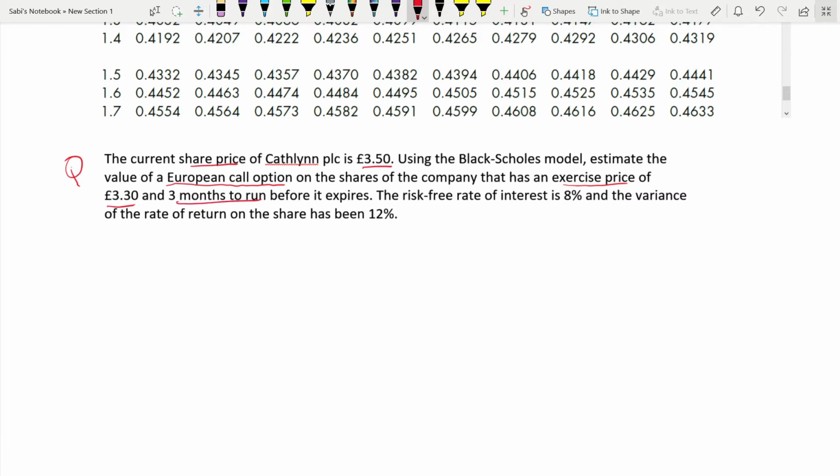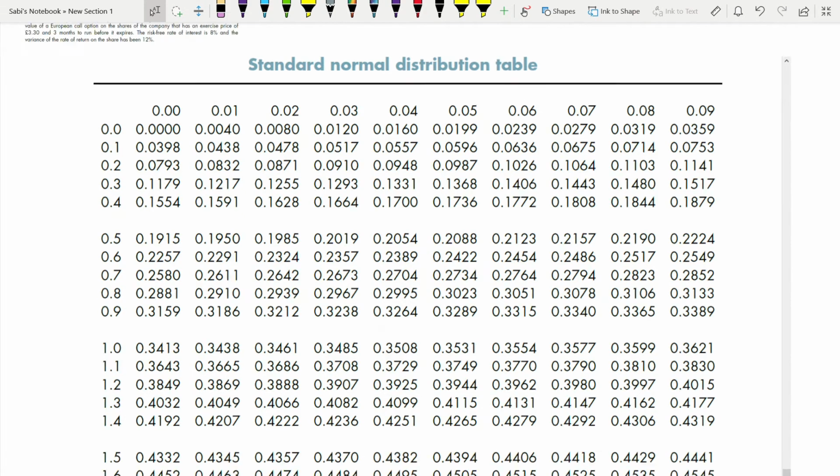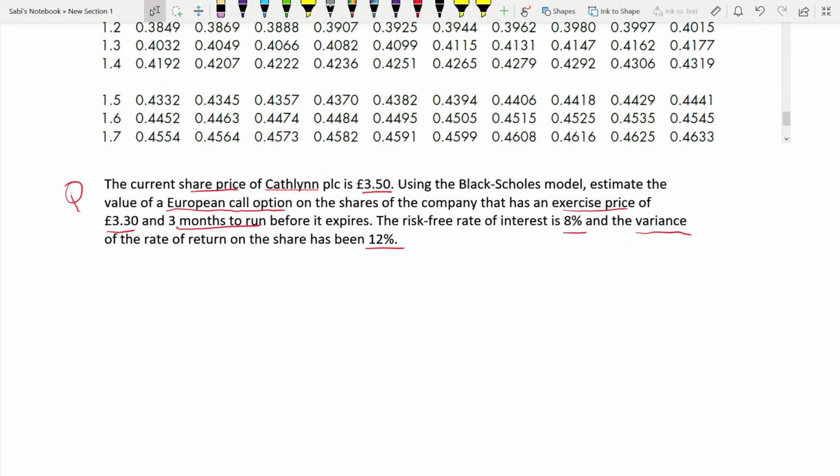So the time, share price, and exercise price are given. Now we need 2 more variables. We need 5 variables to answer the Black-Scholes option pricing model. That is the risk-free rate and your standard deviation. Here they have given you the variance. So remember, you have to first convert the variance into standard deviation and use it. You cannot use variance. And here we have the standard normal distribution table, which you need for your Black-Scholes option pricing model to calculate ND1 and ND2.